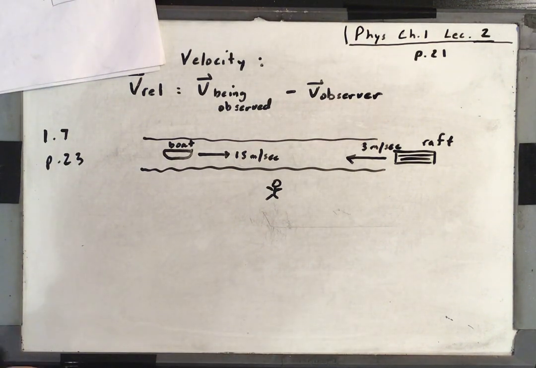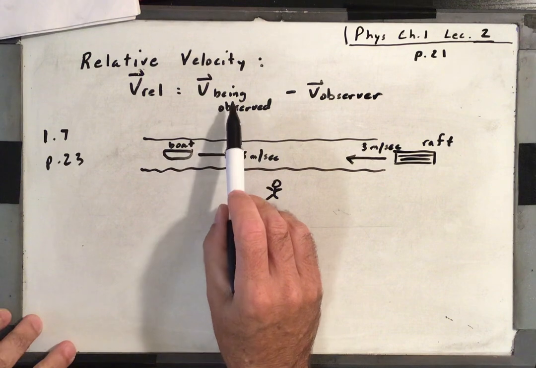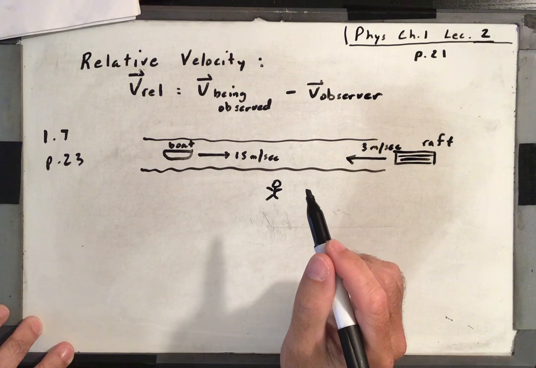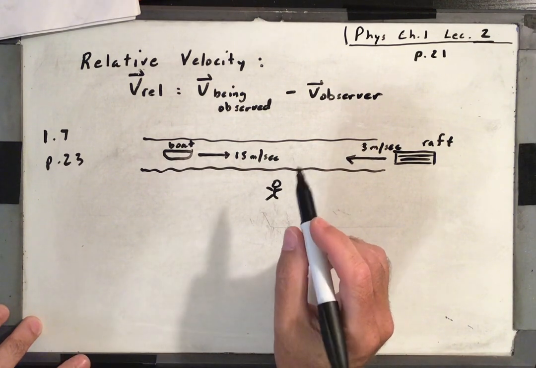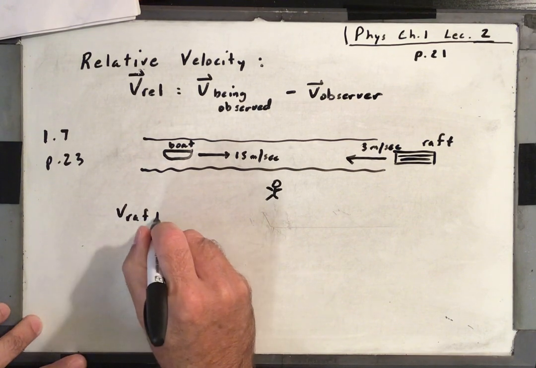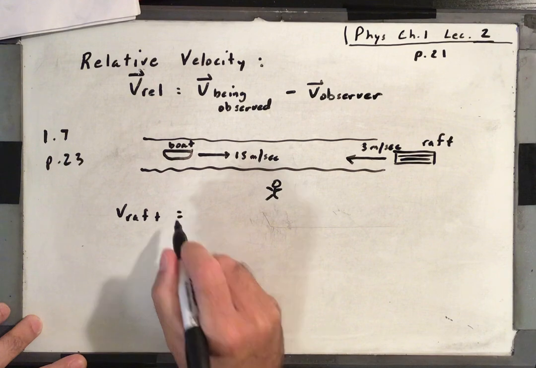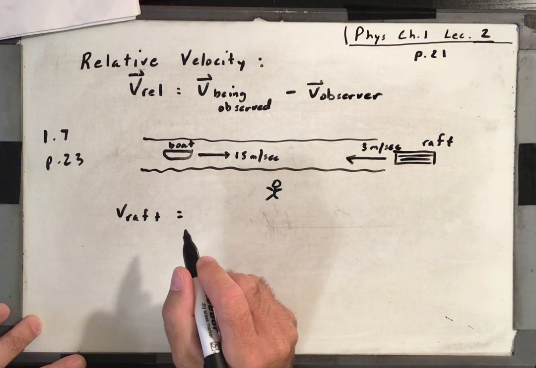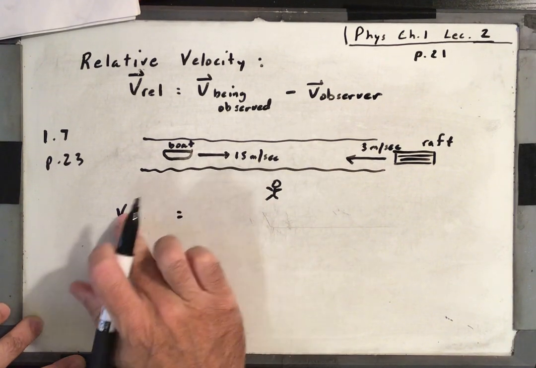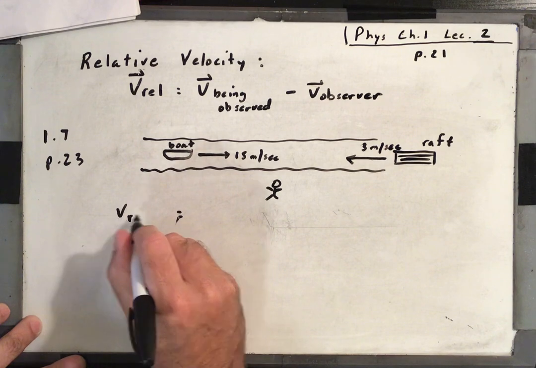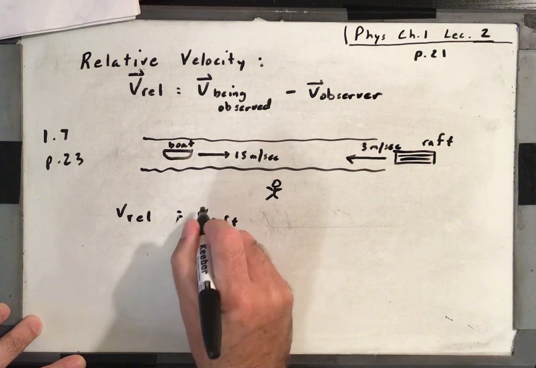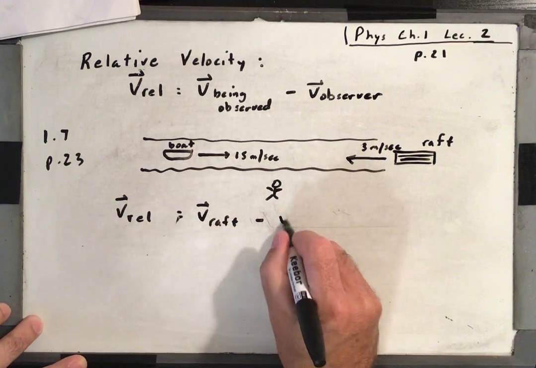Okay, our first question, we're going to use this equation. Relative velocity is velocity of what's being observed minus the velocity of the observer. What is the velocity of the raft as observed by someone on the boat? The velocity of the raft is going to be the velocity of what is being observed. So let's call this velocity relative. What is being observed is the velocity of the raft minus the velocity of the boat.